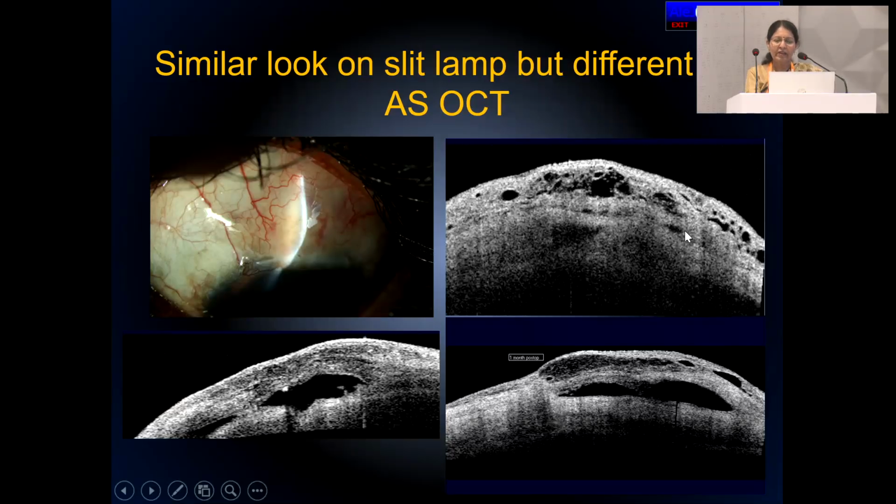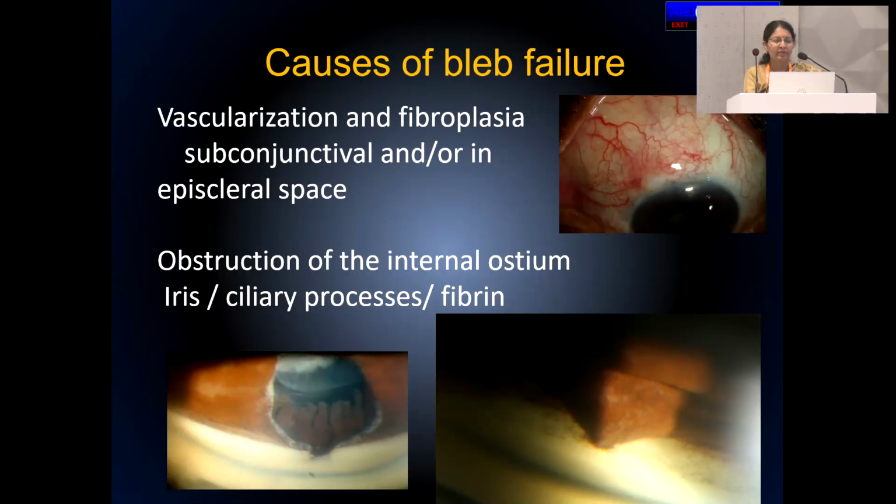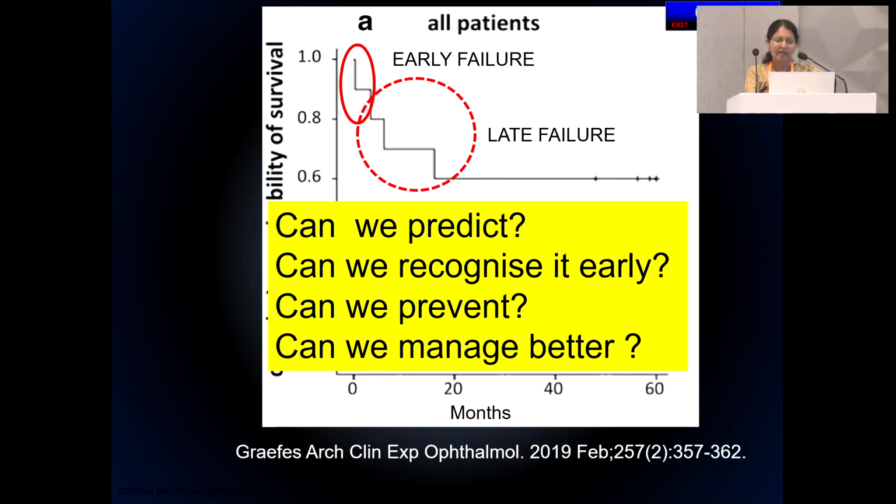This is a spongy liquid bleb. This has big aqueous areas and thin cystic areas, and this is also having a different morphology. Sometimes this avascular, moderately elevated bleb looks like a good bleb, but it is deceptive. This bleb has a very dense homogeneous area, and these are the blebs which may not have a good functionality. So vascularization and fibroplasia in the subconjunctival area and or the episcleral space are one of the main causes for the bleb failure, and sometimes it could be the obstruction of the internal ostium.